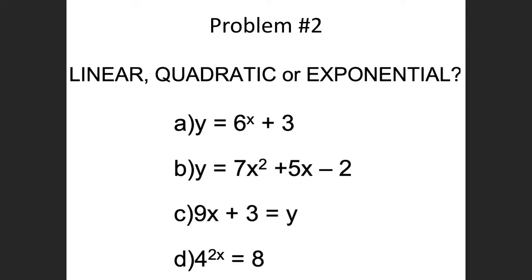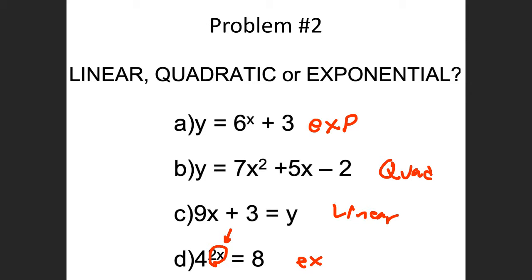Problem number 2 on this week's assessment, tell me what type of equations those are. So A, what type of equation is that? Exponential. Correct. Part B, quadratic. Yes. Part C, linear. And part D, is that exponential again? Why is it exponential? Because remember, anytime you have a variable as an exponent, it is an exponential function.